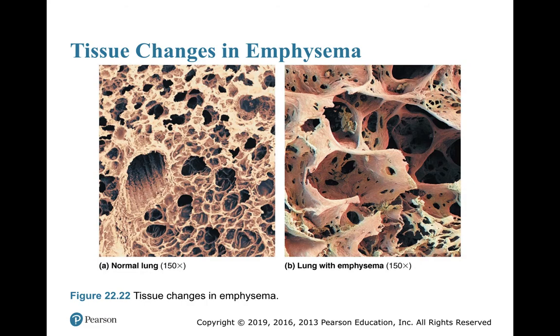So here is a normal lung with all kinds of little alveoli joined together with connections between them, but they're still each small with a lot of surface area. That amount of surface area is gone in an emphysemic patient. Instead, you have larger alveoli.